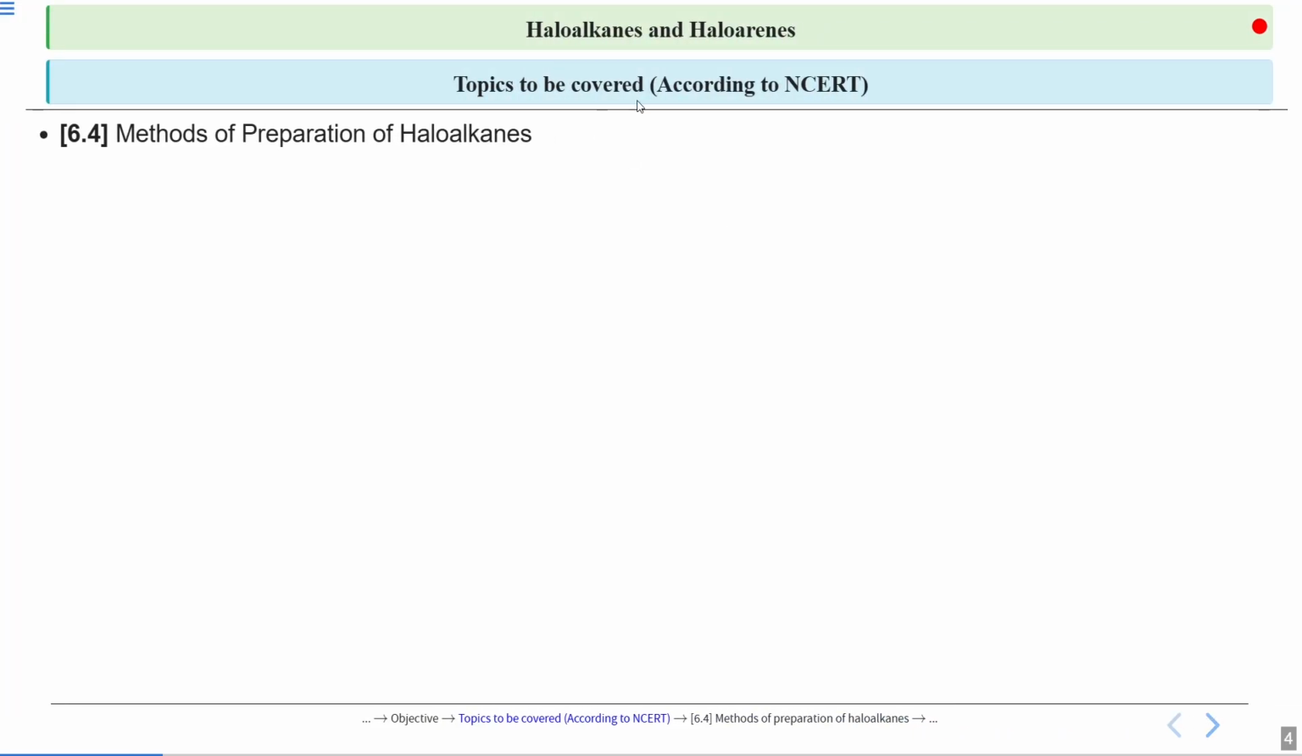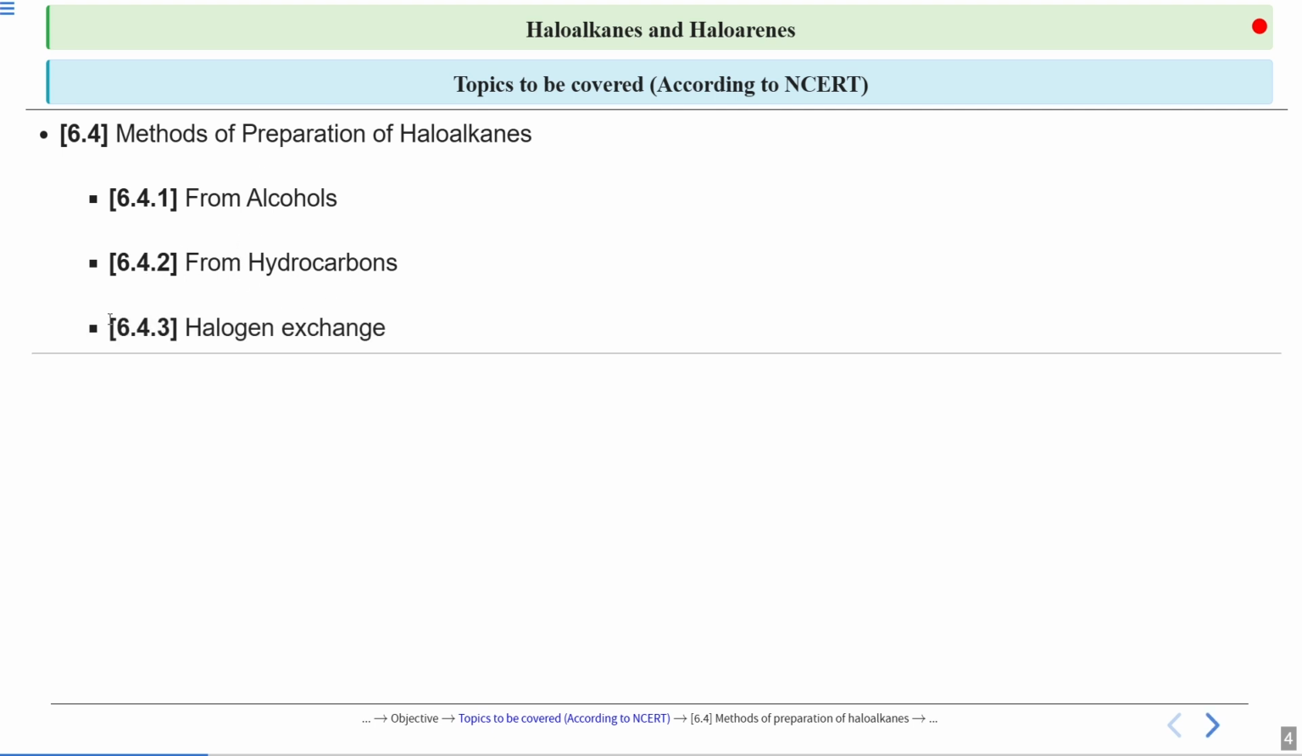The topics that we are going to cover today according to the NCERT: firstly, the section 6.4, methods of preparation of haloalkanes, under which we will talk about the section 6.4.1, that is the preparation from alcohols. Then we talk about the 6.4.2 section, that is the preparation from hydrocarbons. And then lastly, we will cover 6.4.3, halogen exchange, like the preparation of haloalkanes via the halogen exchange process.